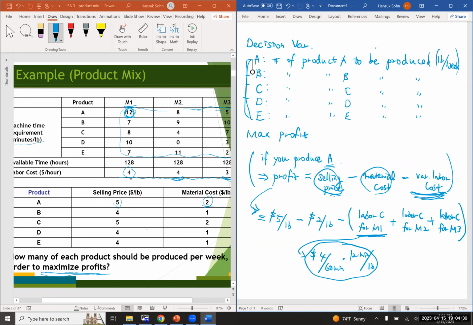So similarly, you can get the labor cost for machine number 2. That's going to be $4 per 60 minutes times 8 minutes per pound. Similarly, the labor cost for machine number 3 is going to be $4 per 60 minutes, and then 5 minutes per pound.